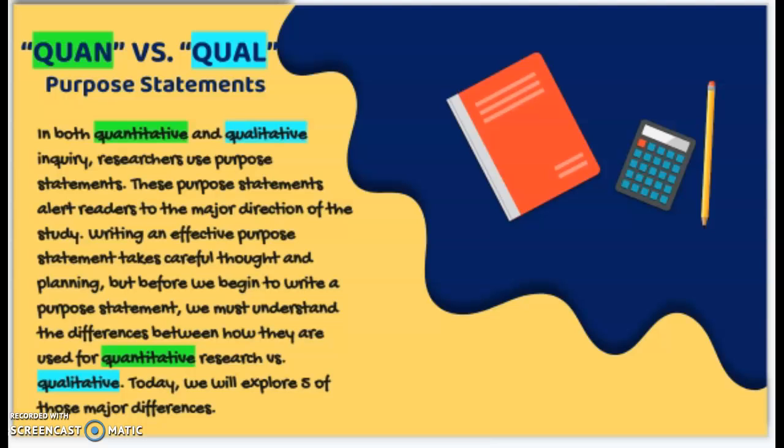Therefore, in order to better understand qualitative purpose statements, I decided to look at the difference between quantitative and qualitative purpose statements. So what I did is I made this presentation, and every time I used either of those words, I color coded them. So for me, I chose green for quantitative because I think quantity, green, I think money. It'd be nice to have a nice high quantity of money. So quantitative, I'll think green.